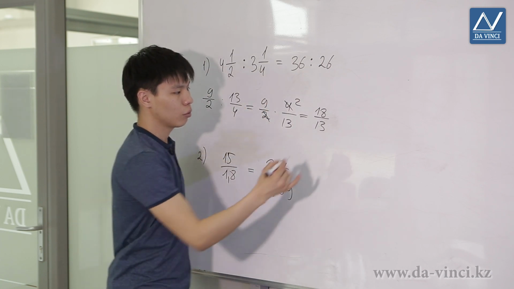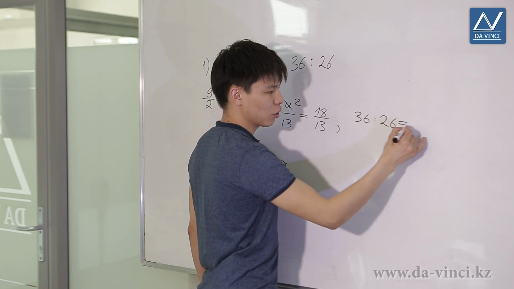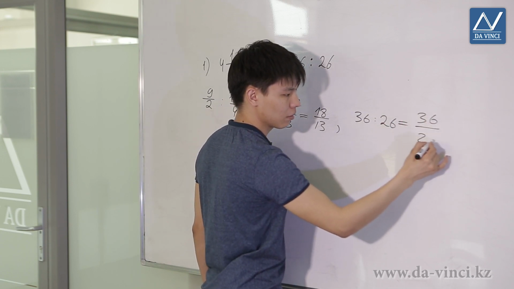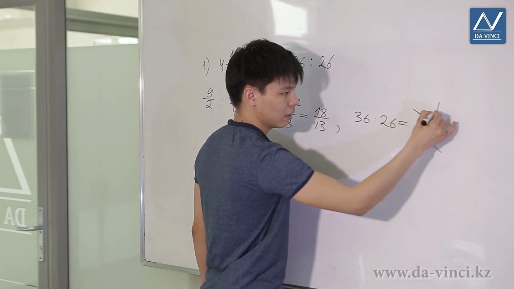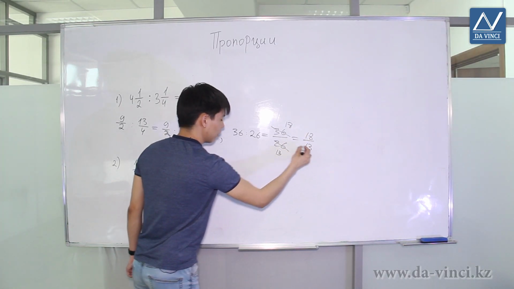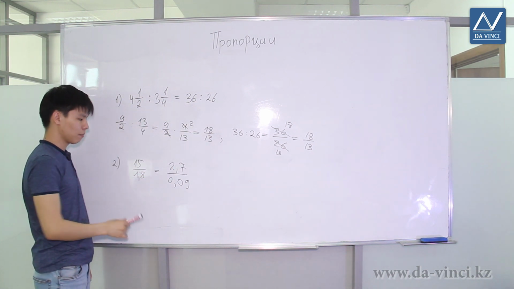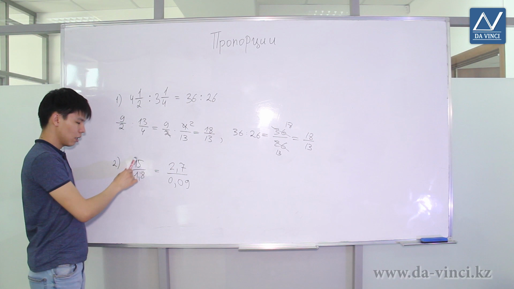Now let's check the second part of the proportion. 36 divided by 26, we can write it down as 36/26. Reduced by 2, there is 18/13 left. So both parts of the proportion are equal to 18/13. So this proportion is really correct. Let's check the second proportion.